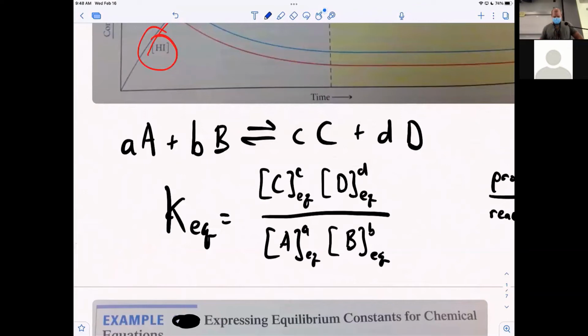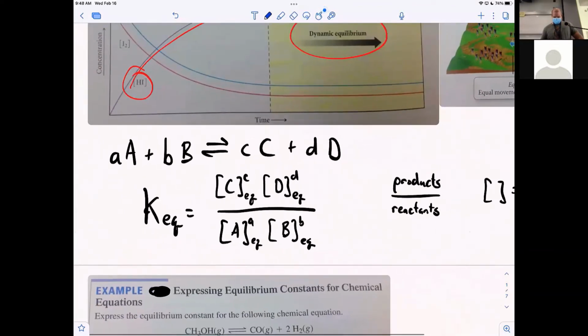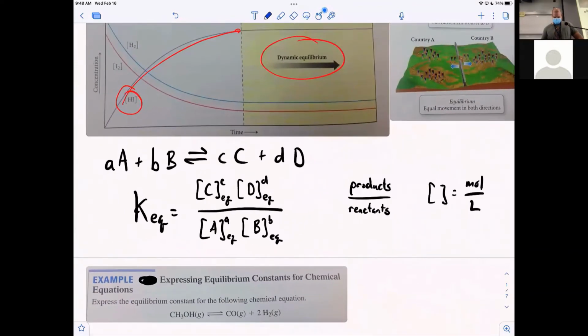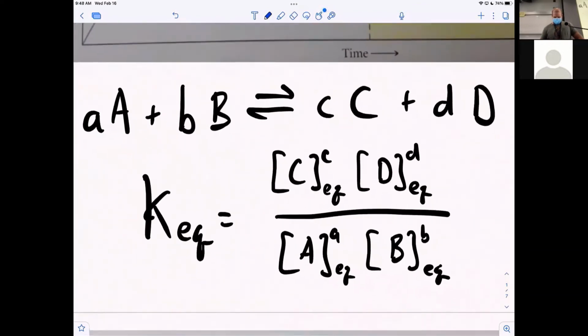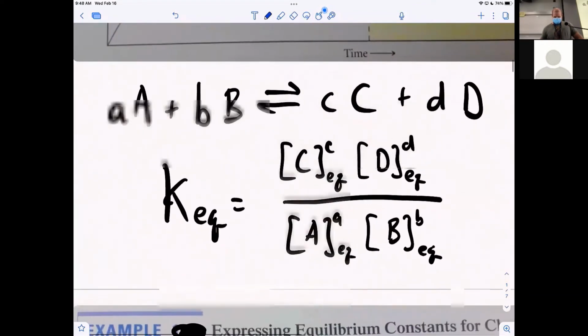And the equilibrium constant is the products over the reactants. And remember that these brackets mean concentration in moles per liter. So products over the reactants. So we have product capital C raised to the stoichiometric ratio little c, and the concentration of this product C is its concentration at equilibrium.